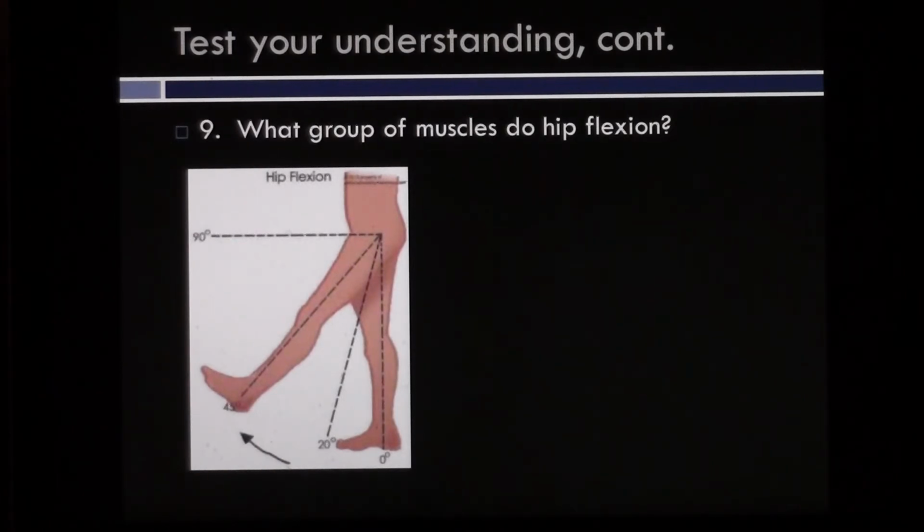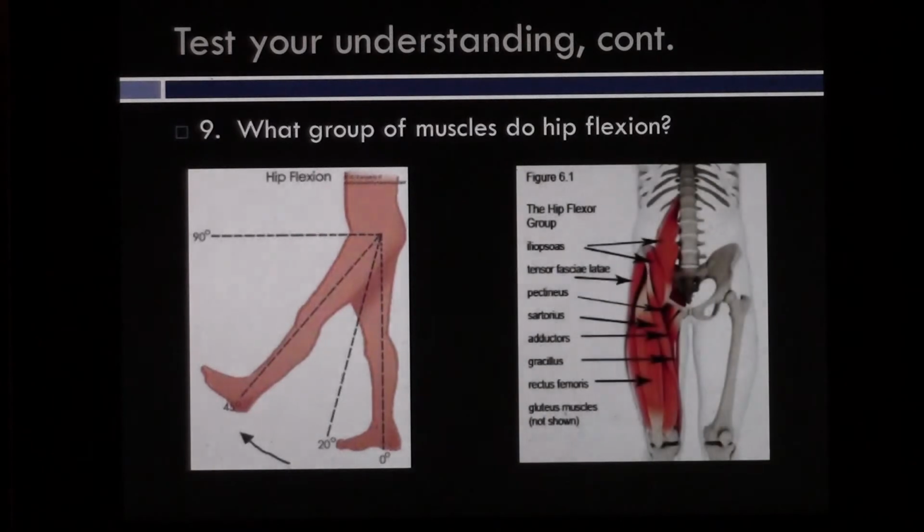So, what muscle groups do that? Or what group of muscles, I should say, do that? For this class, I would like the answer to be the hip flexors. I don't know if you've taken anatomy, and I don't want to make this complicated and have you name all the little muscles that make up the hip flexors. There's a picture for you if you're interested, but for my class, the answer is the hip flexors. Let's keep it simple.